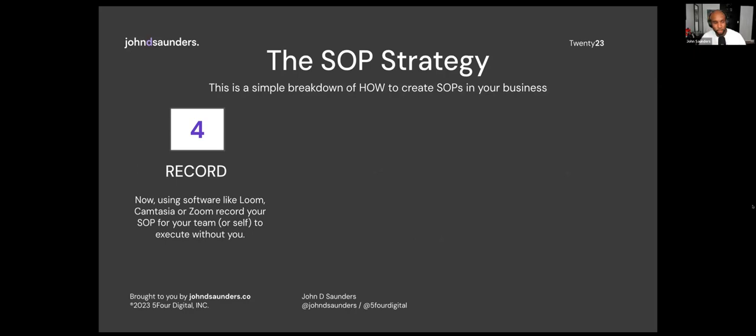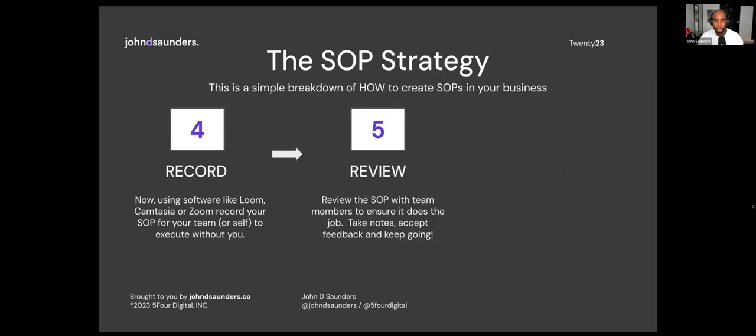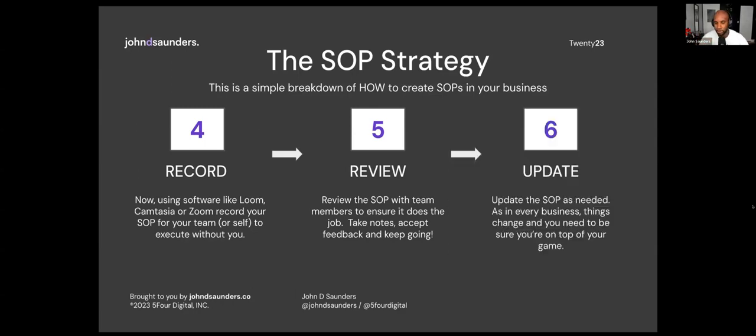You can use Camtasia. You can use Zoom and just record the SOP for your team to execute without you. And then review the SOP with team members to ensure it does the job, take notes, accept feedback, and keep going. There's been so many times I've created a system within the agency and team members were like, well, I can't use this, or this isn't working properly, or, hey, you forgot to add this tool. So we're constantly tweaking those over time.